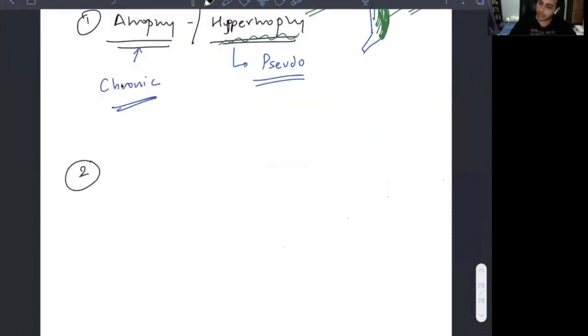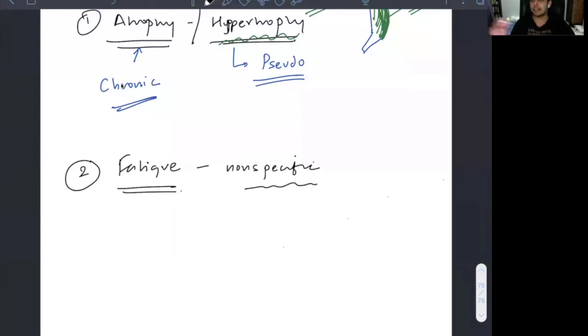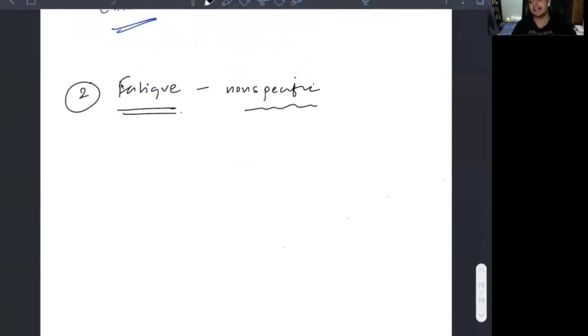The other one is fatigue. Now, fatigue is a non-specific complaint, because in almost any LMN lesion or any chronic disease, the patient may come with fatigue, and you cannot use fatigue to localize the lesion. But if you have fatigue, then it can be corroborative evidence. So just in myopathy, you can have fatigue.